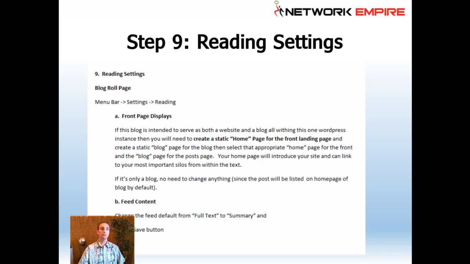If the blog is intended to serve as both a website and a blog all within this one WordPress instance, you will need to create a static home page for the front landing page and a static blog page for the blog, and select the appropriate home page for the front and the blog page for the posts page. Your home page will introduce your site, and you can link to your most important silos from within the text.